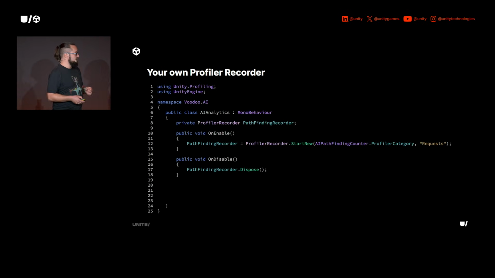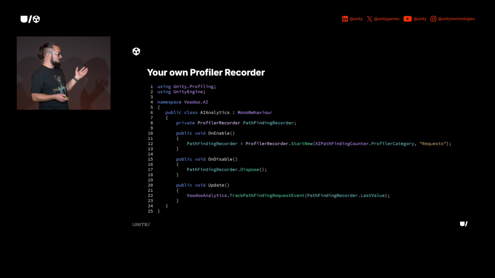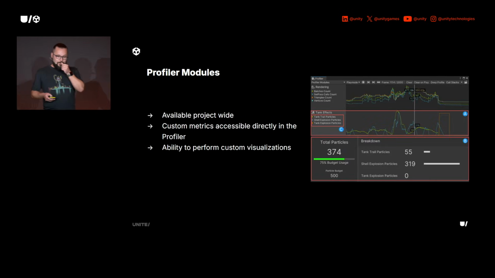So we just create a profiler recorder, which is very easy. We have a MonoBehaviour, so OnEnable, OnDisable. We just start the recorder and we stop it. When stopping it, we call Dispose, which is very important, so that you know when you start and you stop the recorder, because it is very resource intensive. And in the Update method, we just send the analytics, the frame time or whatever we have, to our analytics backend.